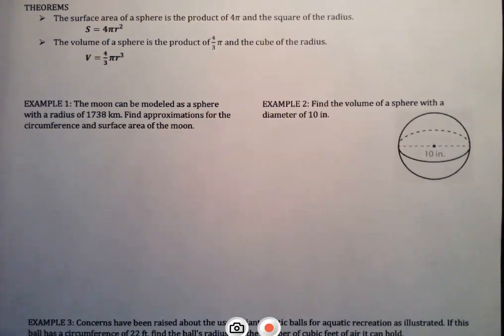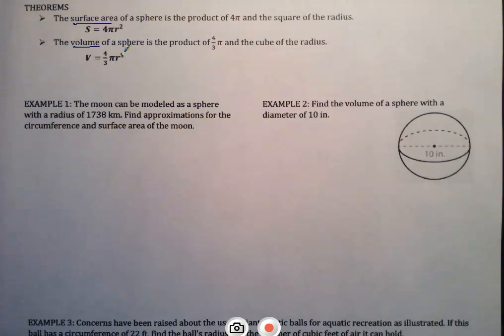All right, so the surface area of a sphere is the first one we have, is the product of 4 pi and the square of the radius. So we have surface area first, the S, and then the volume of the sphere is the product of 4/3 pi and the cube of the radius, or 4/3 pi times the radius cubed. All right, so we're going to dive in and start using these formulas in these word problems.